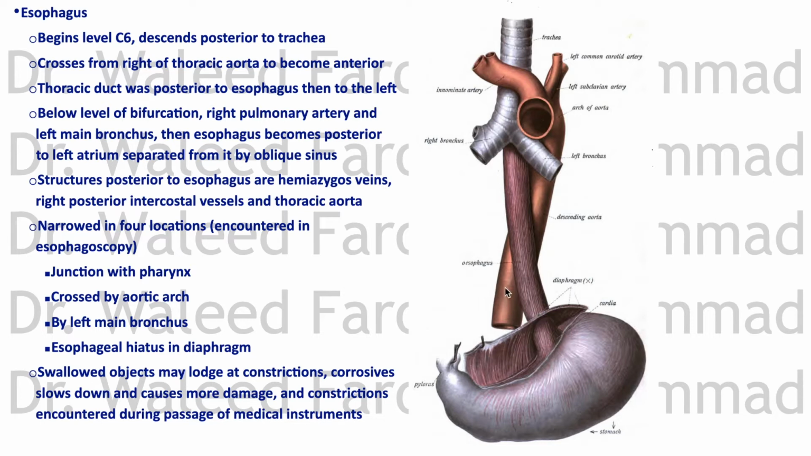Another thing is that swallowed objects, especially in children, most probably lodge at one of these constrictions. And the bad thing is, if a corrosive is swallowed, at the constriction it will slow down. So this means it will cause more extensive damage to the surrounding tissues. This is what you worry about if a corrosive is swallowed, and especially this happens in children.